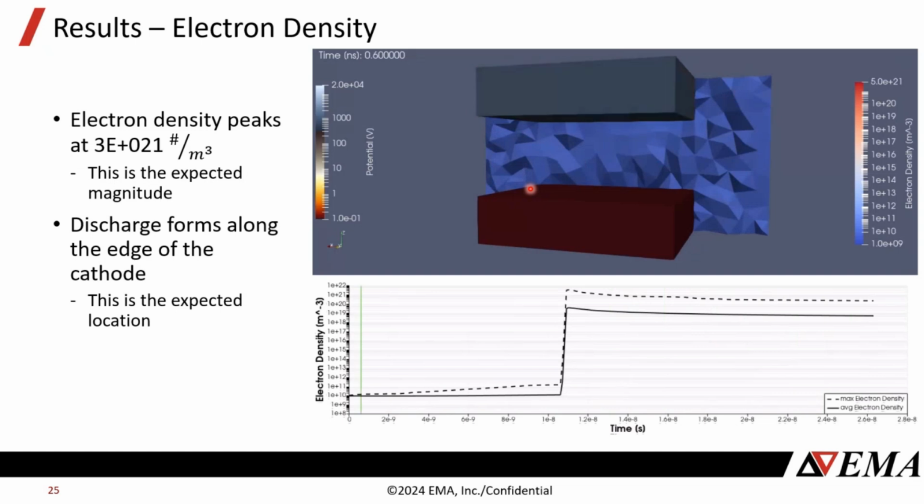Aside from that fact, we will also see that the density peaks at about 3 times 10 to the 21 particles per cubic meter, and this is going to be the expected magnitude, where that expected magnitude comes from one of our references, which is the NRL plasma formulary.